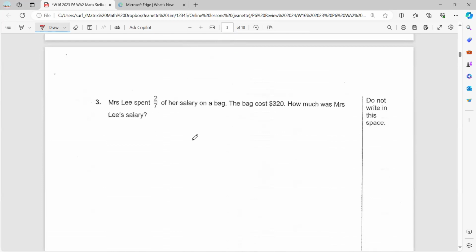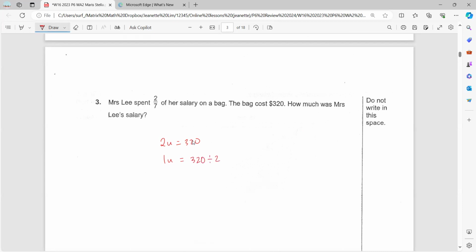Question 3, Mrs. Lee spent 2/7 of her salary on a bag. The bag cost $320. How much was her salary? Okay, so if she spent 2/7 means that the total is 7 units. She spent 2 units, and that 2 units is the $320. If you want to find her salary, we are finding the total, which is 7 units.